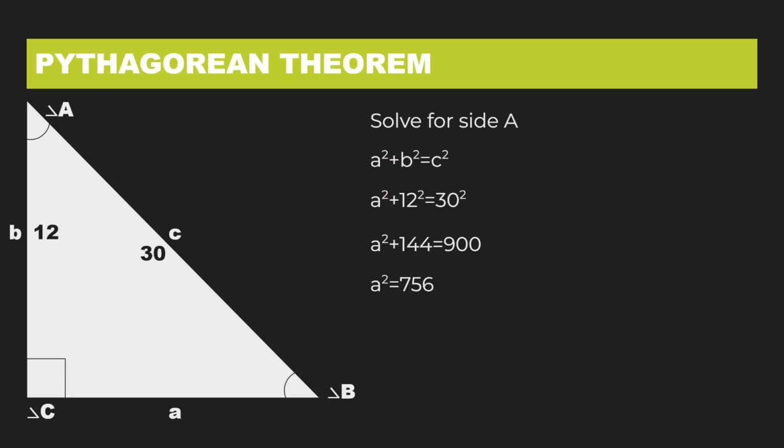A squared is now equal to 756. Now, to get a without the square, we will take the square root of 756, which is 27.5. You've now solved for side A. You did it. You figured out the Pythagorean theorem and SOH, CAH, and TOA.